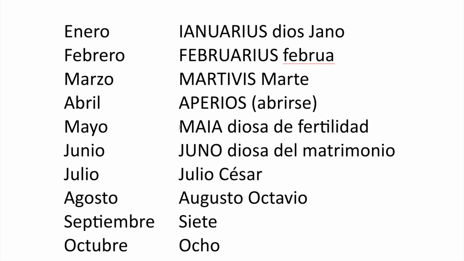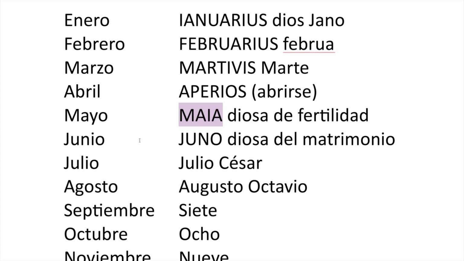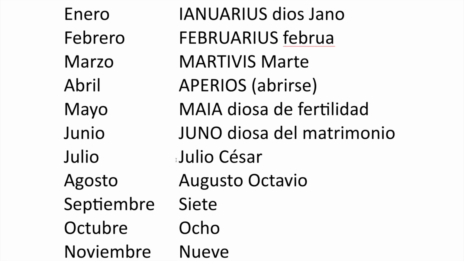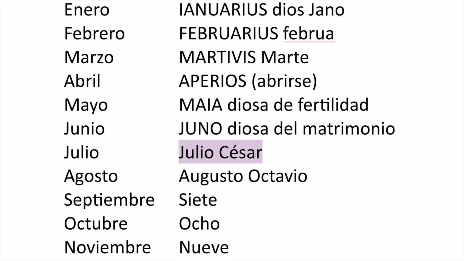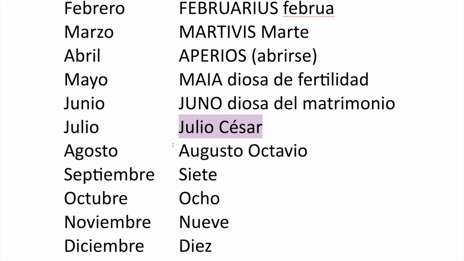Now Mayo, which is May, comes from Maia, and this is the goddess of fertility. We have Junio. This comes from Juno, goddess of matrimony. This is Zeus's wife. Julio, it's just from Julius Caesar. So he was born during this time, so the month is named in his honor. And then we have Augustus Octavius, so another emperor, and this is where we get August, Agosto.